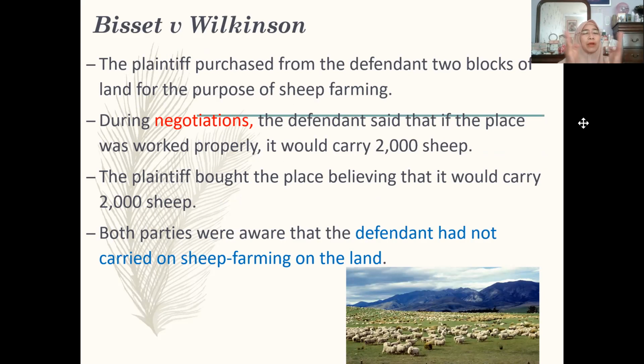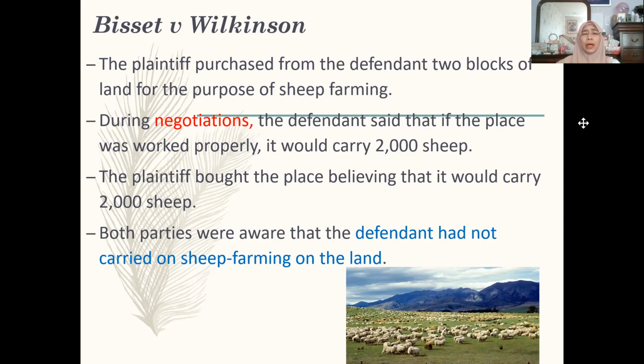So relying on this particular statement, but this statement is not included in the terms and conditions of the contract. It was said by the defendant during negotiations, before they signed a written contract. So now the plaintiff, the purchaser, bought the land, and he believed that it would carry 2,000 sheep, as stated by the defendant, the owner, the landowner, the vendor.